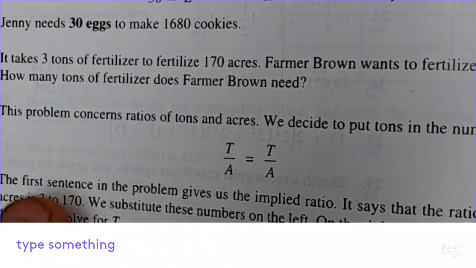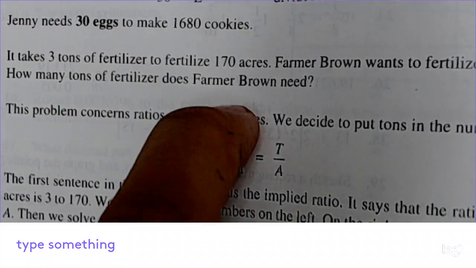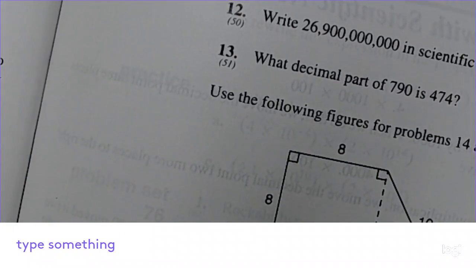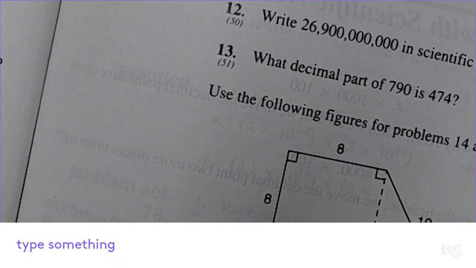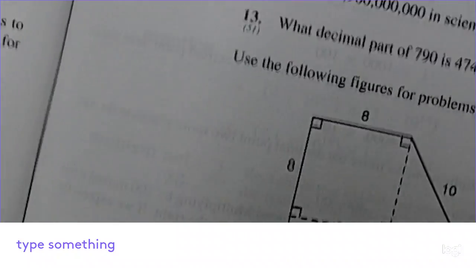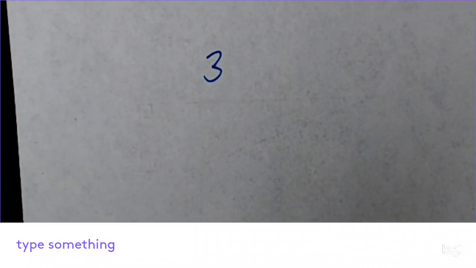So first we have to write 3 tons of fertilizer, 170 acres as a ratio. Remember, ratios are fractions, and we'll be solving these as proportions. And labels are super important. So I don't need to write tons or anything like that. I just need to write the number 3. Oh, whoops, I've got my camera still in the book. Okay, so I'm going to write the number 3 in the numerator.